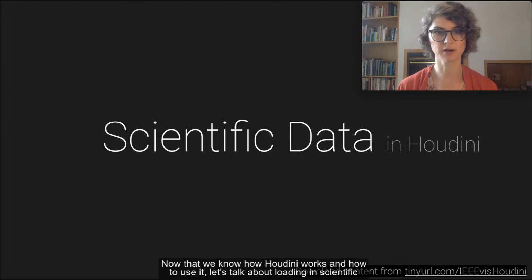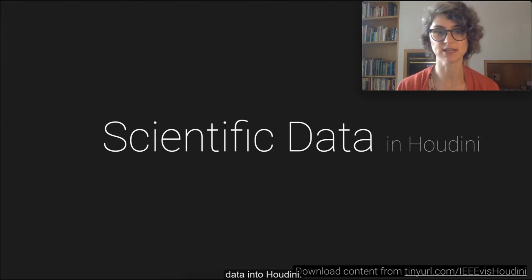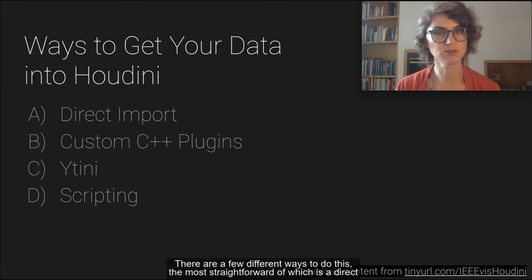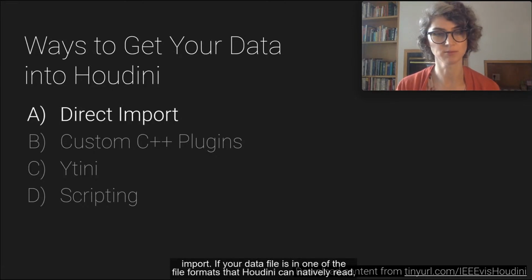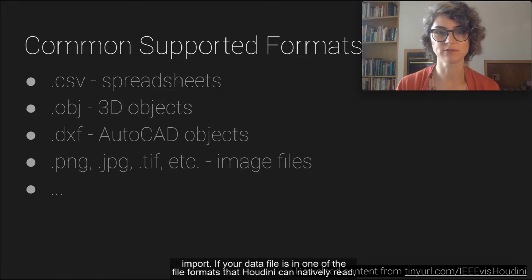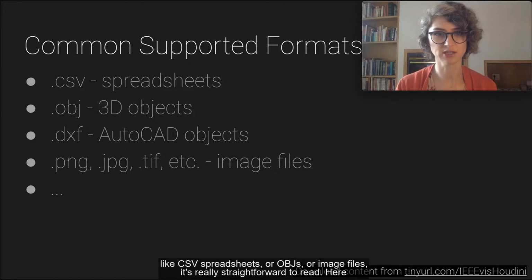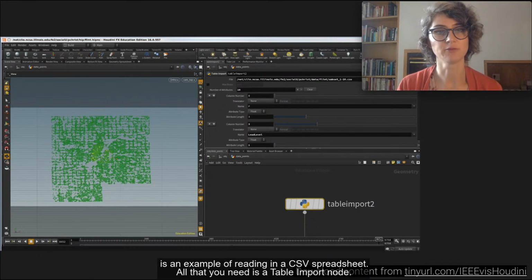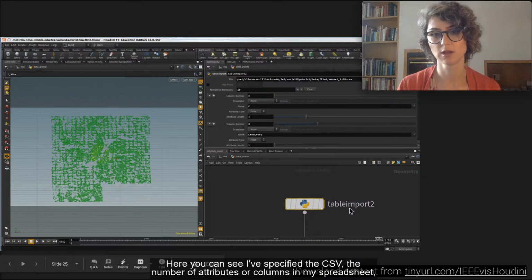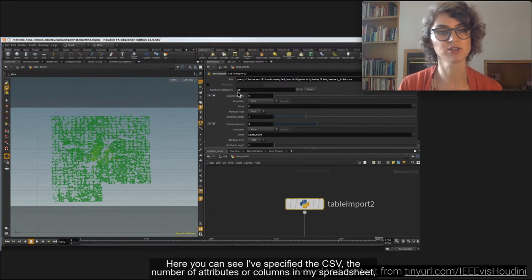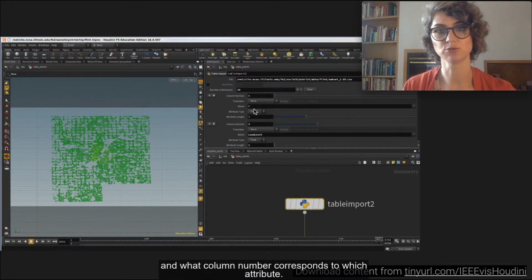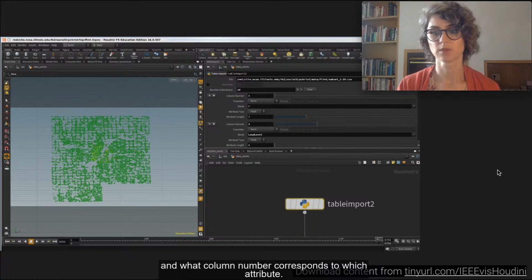Now that we know how Houdini works and how to use it, let's talk about loading in scientific data into Houdini. There are a few different ways to do this, the most straightforward of which is a direct import. If your data file is in one of the file formats that Houdini can natively read, like CSV spreadsheets or OBJs or image files, it's really straightforward to read. Here is an example of reading in a CSV spreadsheet. All that you need is a table import node. Here you can see I've specified the CSV, the number of attributes or columns in my spreadsheet, and what column number corresponds to which attribute.